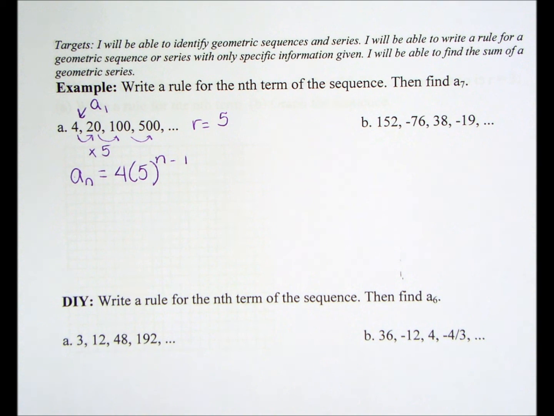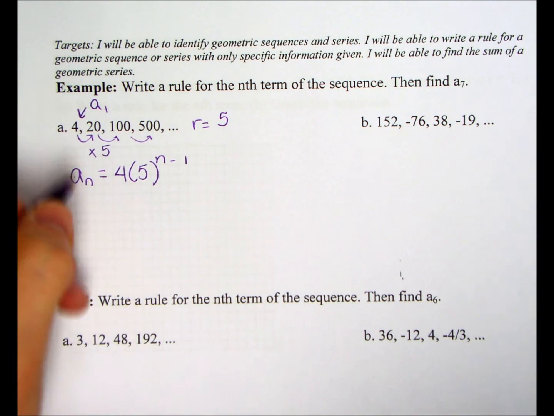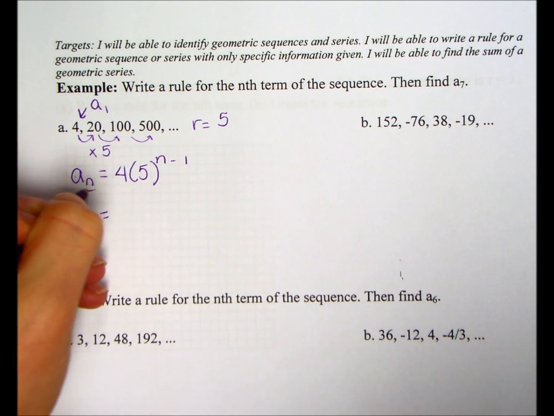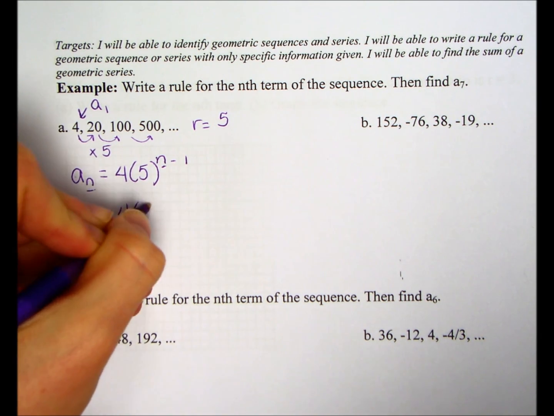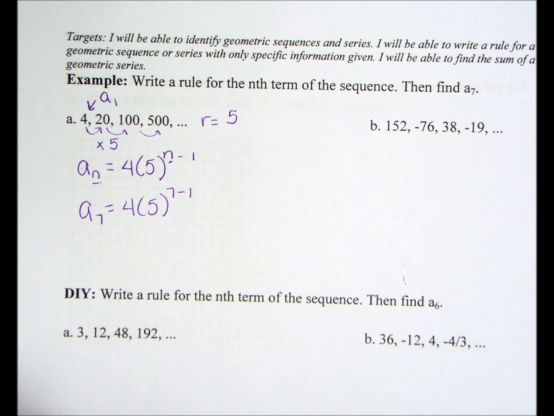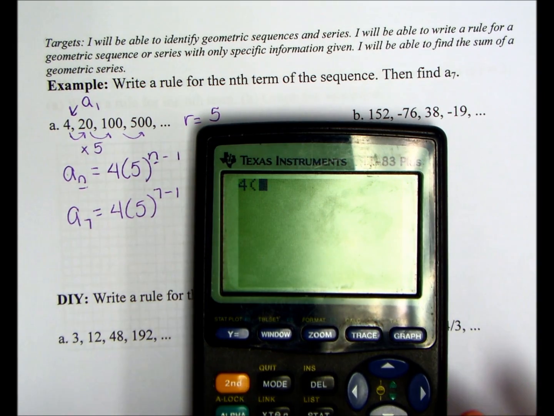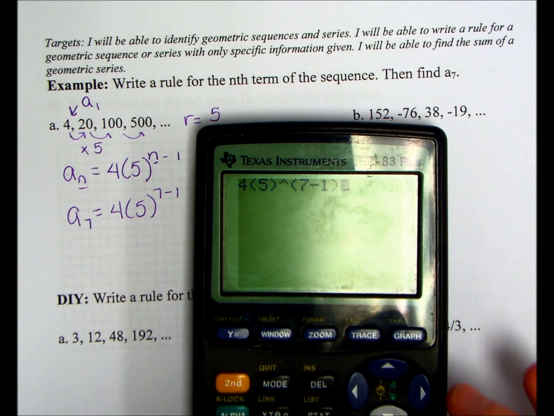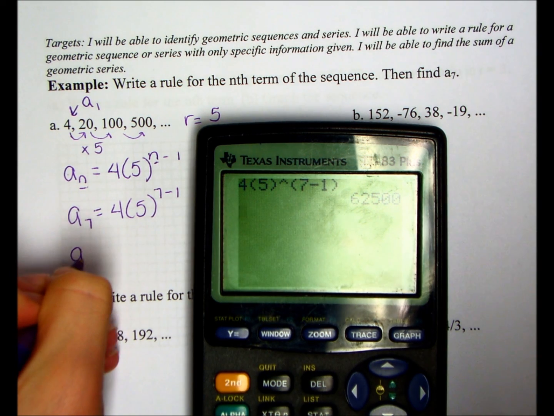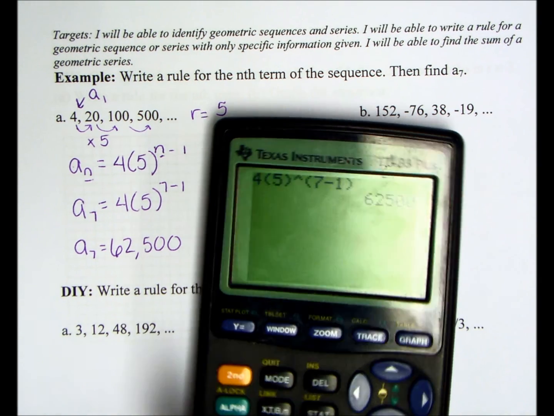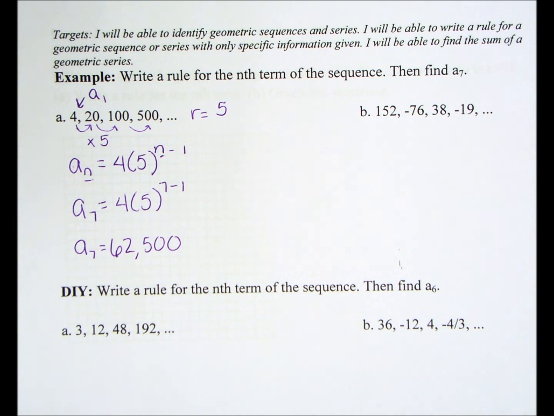Then let's find a sub 7, the 7th term. Wherever I see an n, I'm going to plug in a 7, so a sub 7 equals 4 times 5 to the 7 minus 1. If I plug this in my calculator, 4 times 5 to the power, putting 7 minus 1 in parentheses, I get my 7th term to be 62,500. Very large. You're going to get a lot of large numbers here because you are multiplying instead of adding.